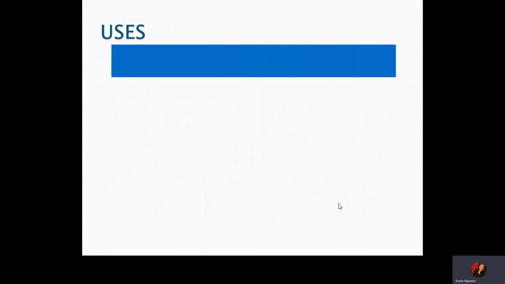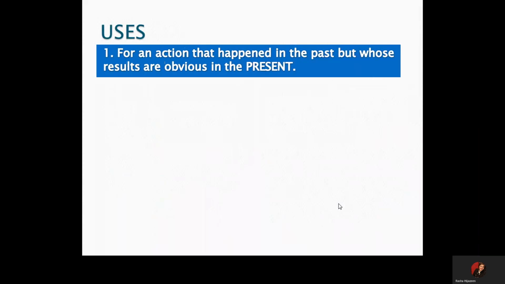The uses. Let's study the uses. Number 1, we use present perfect simple for an action that happened in the past, but whose results are obvious in the present. Again, action happened in the past, but we have results in present time.